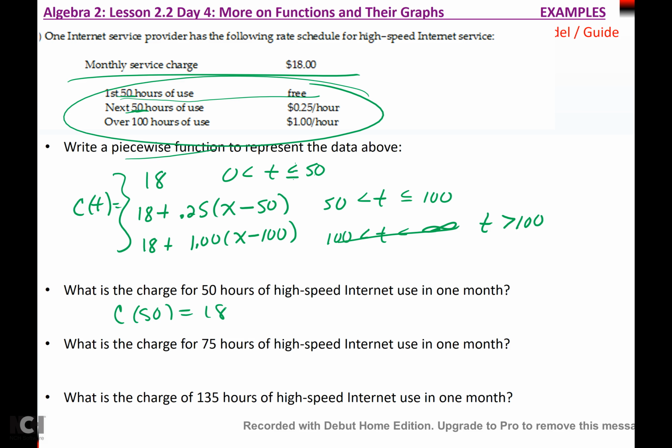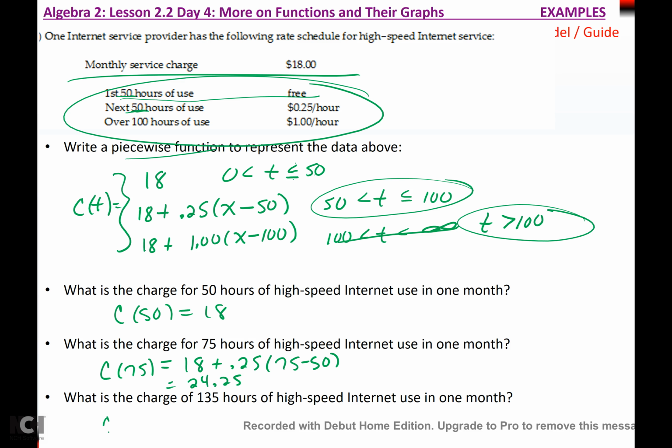There's no math to be done. For 75 hours, that puts me in this bracket, so my charge for 75 hours will be the $18 fee plus 25 cents for 25 hours. That's how much over I went from my 50. So if I type that in, 18 plus 0.25 times 75 minus 50, I get $24.25.